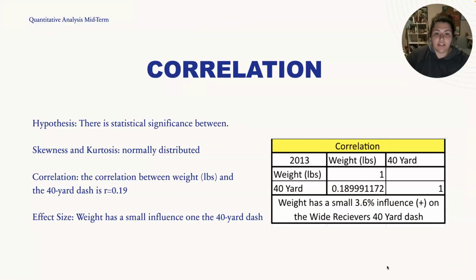All right, so looking at the correlation between the 2013 data for weight and 40-yard dash, the hypothesis was that there would be a statistical difference between these. Once again, normally distributed data, so no issues with skewness and kurtosis. The correlation showed that there was a correlation between the NFL players' weight and their 40-yard dash times, where R was 0.19. Then the effect size is that it had a small influence on the 40-yard dash, because there's only a 3.6% positive influence between them.